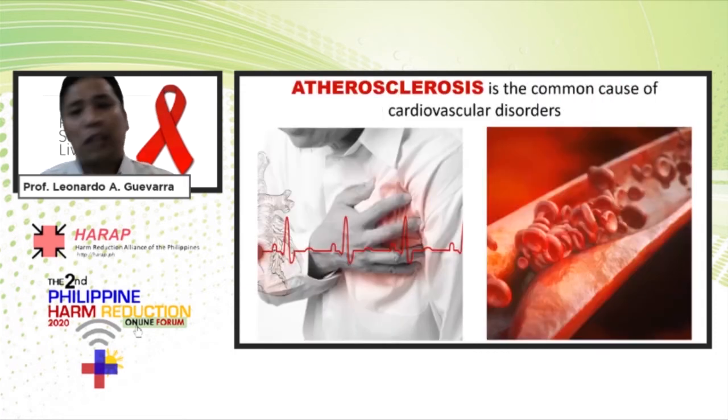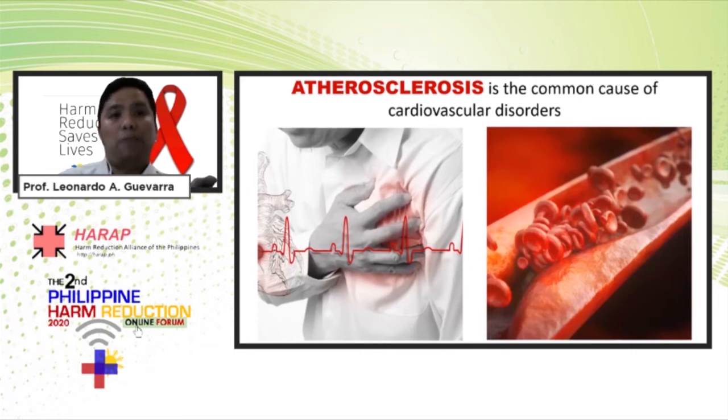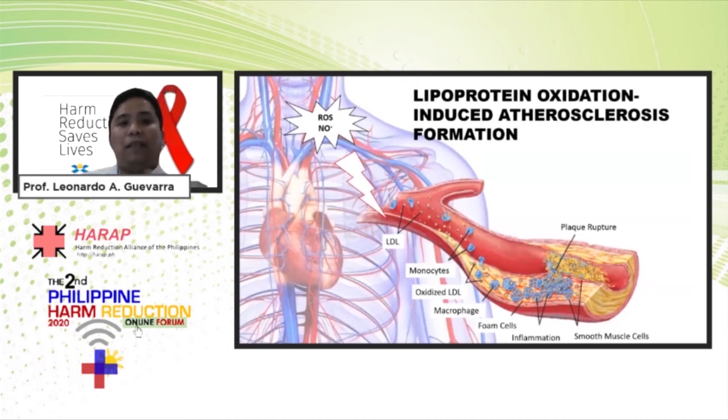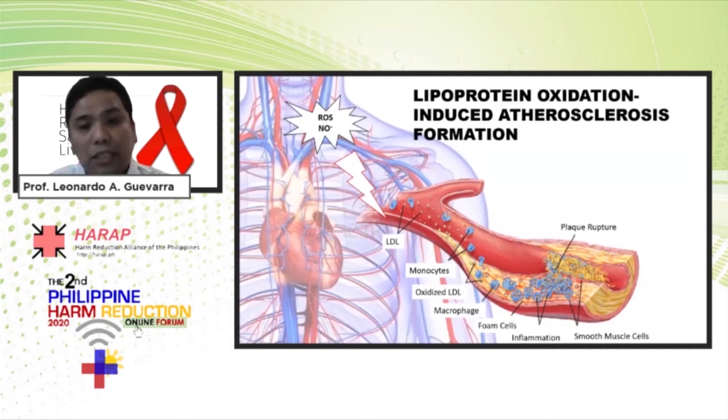Another one is atherosclerosis. Smoking is connected to cardiovascular disorder because it initiates the formation of atherosclerosis. The reactive oxygen species and the nitrogen monoxide can oxidize the fatty acids present in the LDL, or low density lipoprotein. This causes the oxidized LDL to be absorbed by the macrophage, which in turn initiates the formation of the foam cell, forming the inflammation, causing the formation of the atherosclerotic plaque.